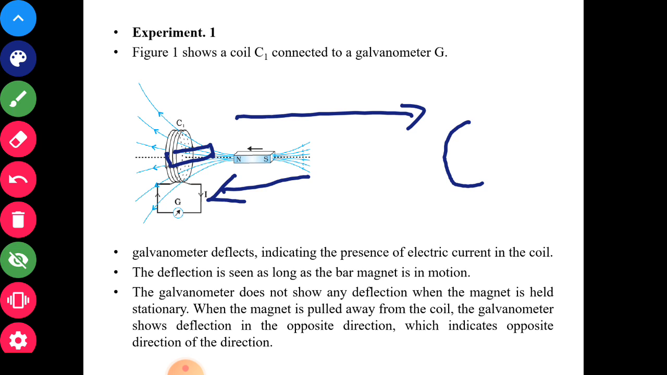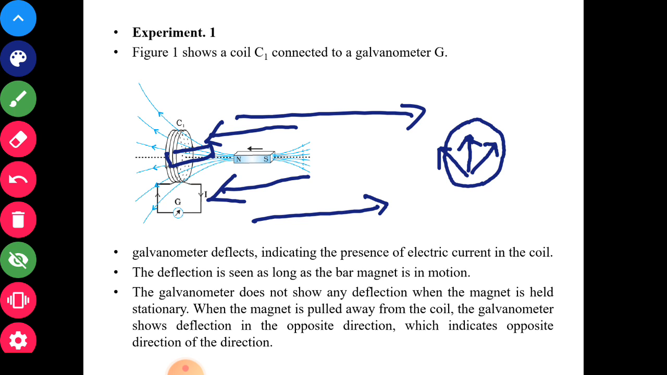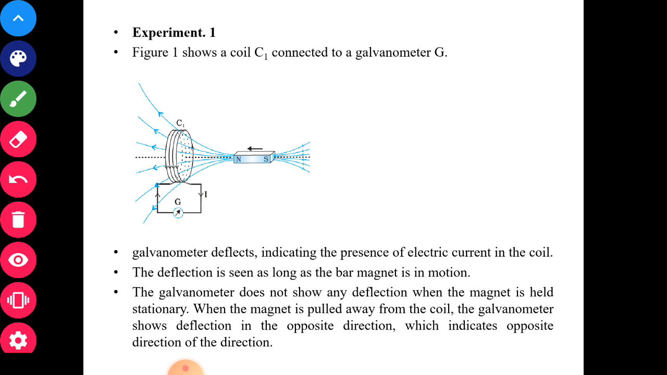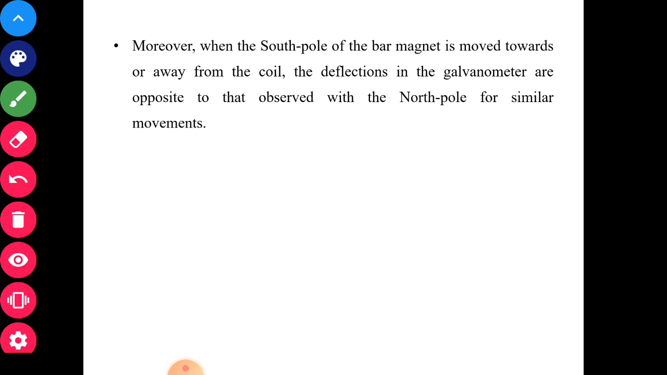Say for example you have a galvanometer and it is having 0 here. Now when you are taking the magnet towards the coil, then the deflection is say towards right. Then when the magnet is taken away from the coil, its deflection will be towards left. So if the direction of motion of the magnet is opposite to earlier, then the deflection will be in the opposite direction.